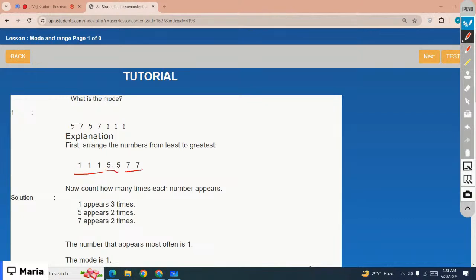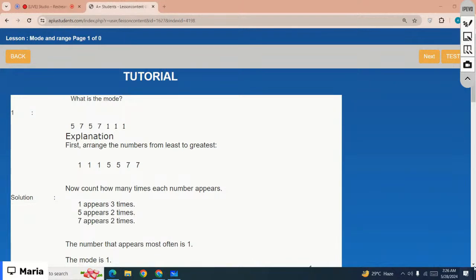So which number appears most often? 1 appears three times, right? So that means 1 is the mode. So mode is the value that appears the most often in the given data. The correct option is 1, right? So that means mode is the number that appears most often in the given data.